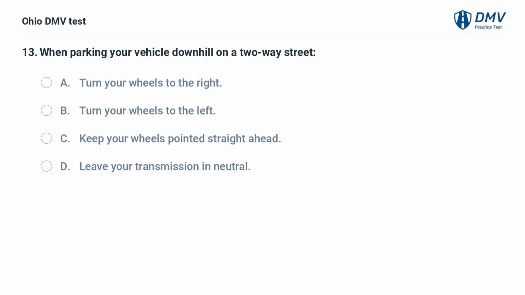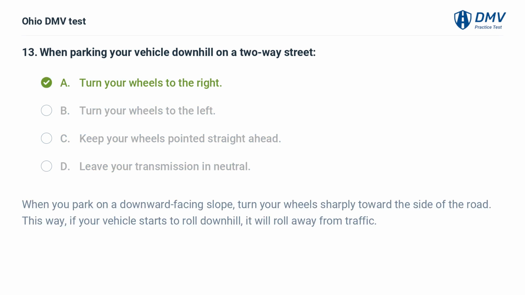When parking your vehicle downhill on a two-way street. A. Turn your wheels to the right. B. Turn your wheels to the left. C. Keep your wheels pointed straight ahead. D. Leave your transmission in neutral.